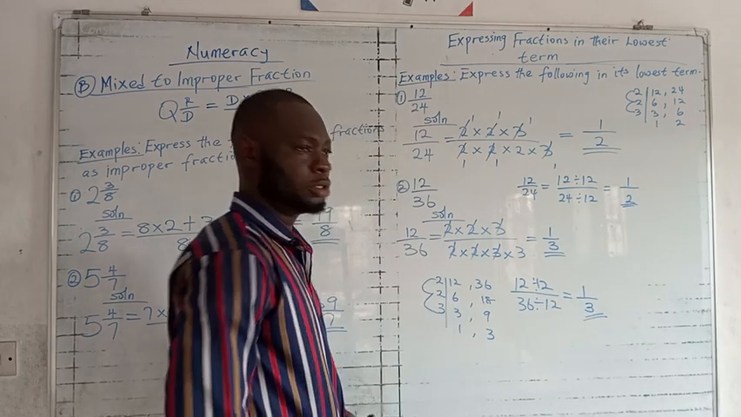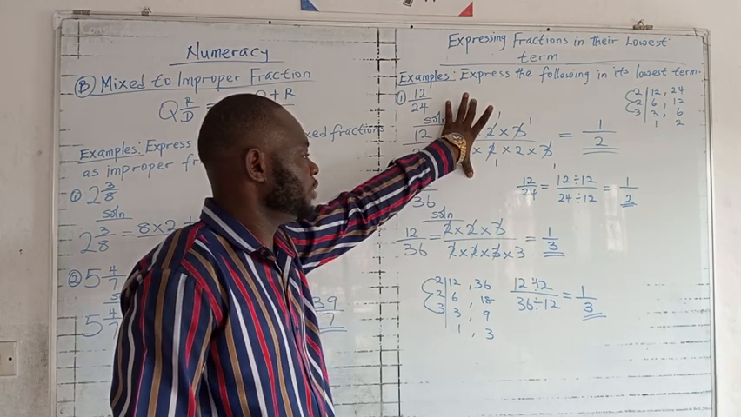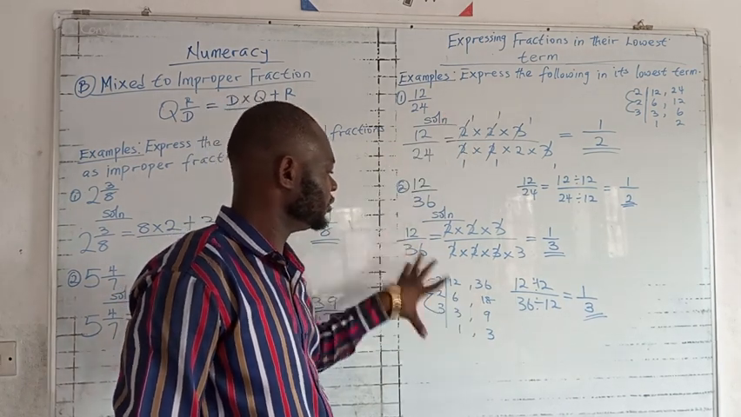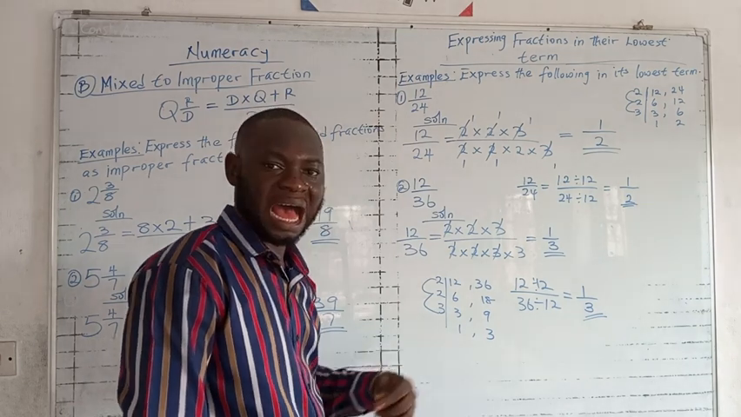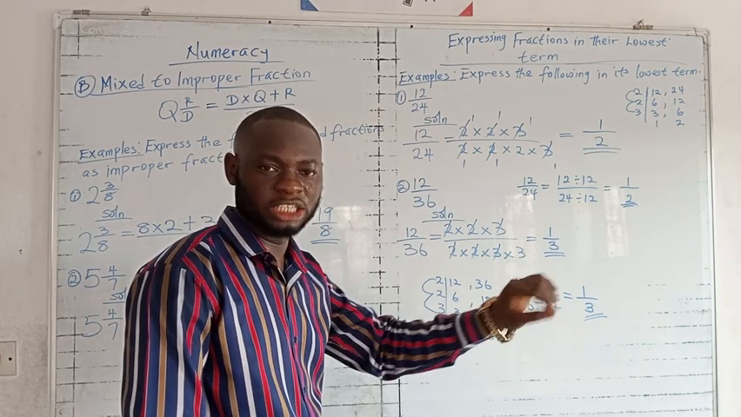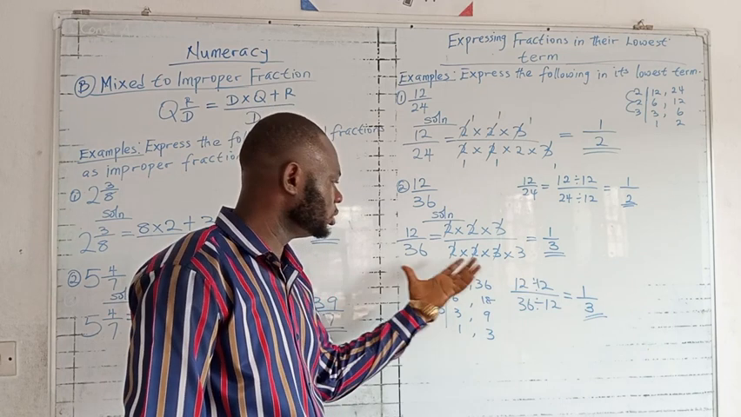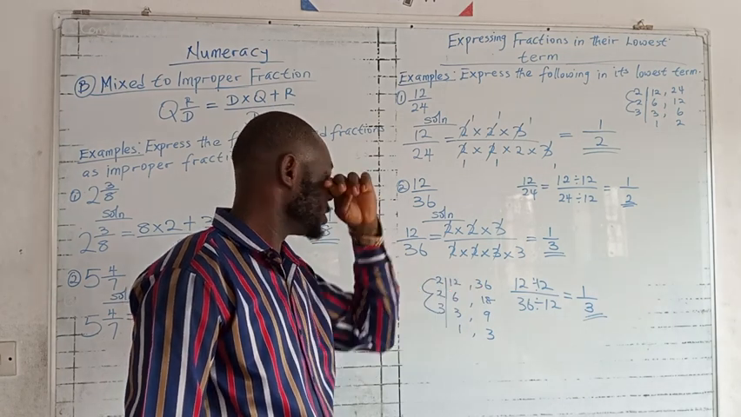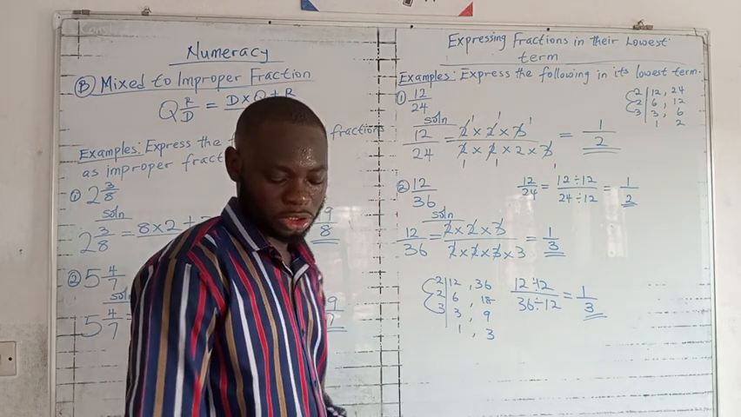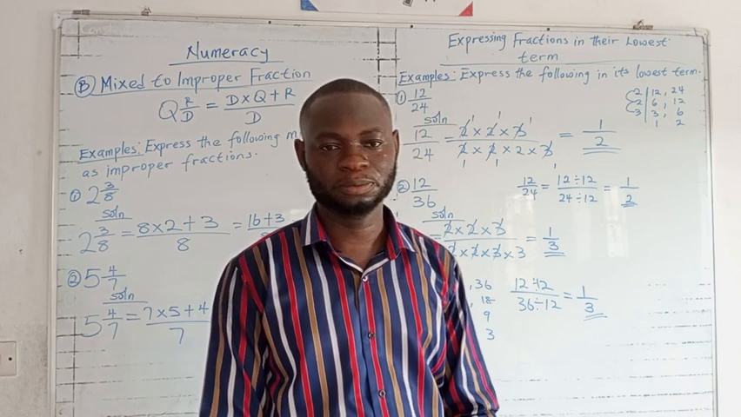So you see, you can use either of the methods. Express it as PPF, or find the HCF of the denominator and the numerator and divide the numerator and the denominator by the HCF. Alright? So this is how to express fractions in their lowest term as easy as ABC.